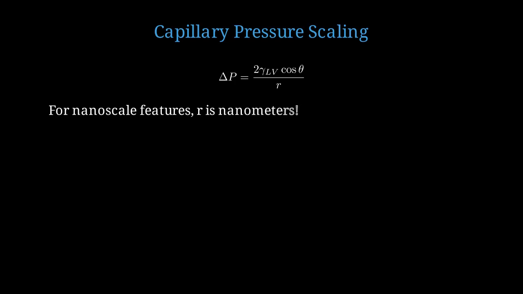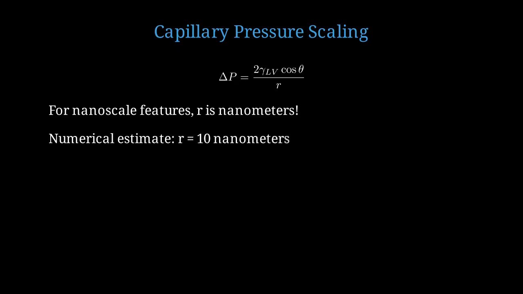Let's talk about capillary pressure, which governs these transitions. This is where the nanoscale becomes crucial. The capillary pressure is given by delta P equals 2 gamma LV cosine theta divided by R. Here R is the radius of curvature of the meniscus. For nanoscale features, R might be just 10 nanometers. This makes the pressure enormous.